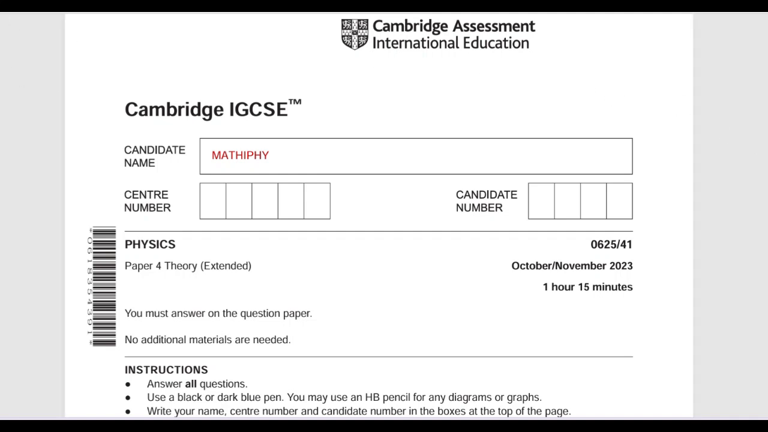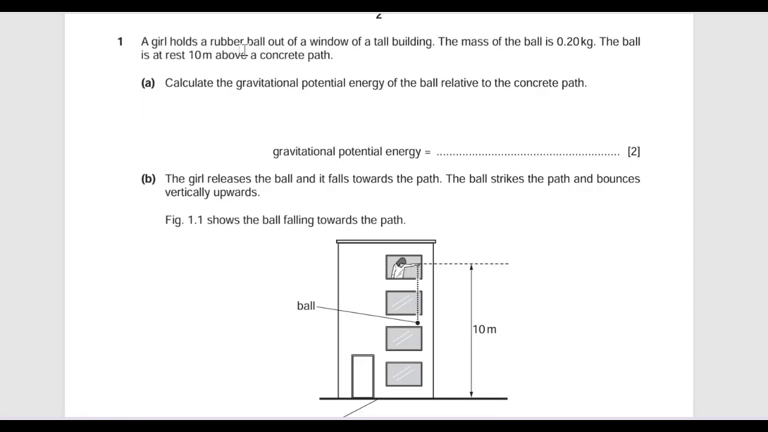In today's video, we'll be doing paper 4 of 0625 physics of year 2023 October-November variant 1. So the first question says a girl holds a rubber ball out of a window of a tall building with mass 0.2 kg. The ball is at rest and 10 meters above the concrete path. Calculate the gravitational potential energy of the ball relative to the concrete path.